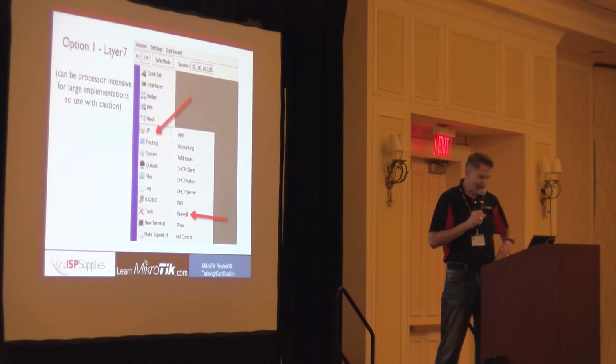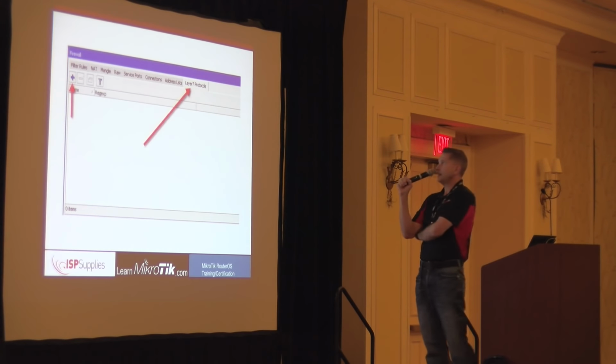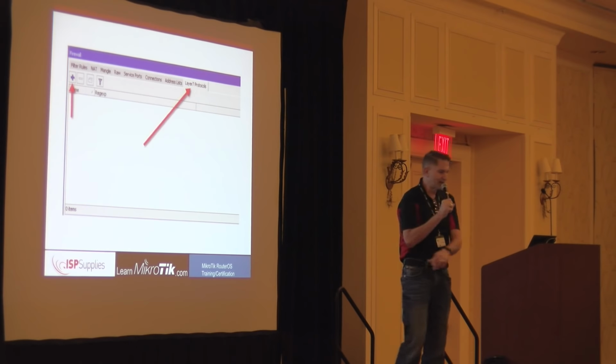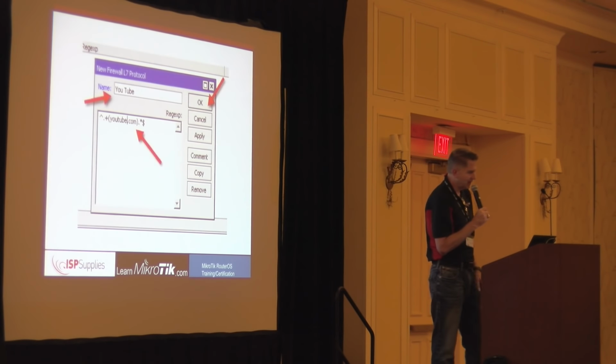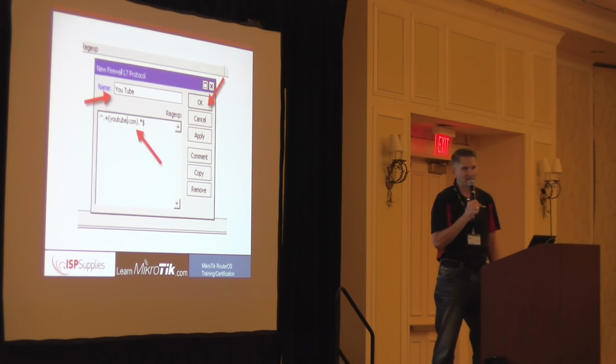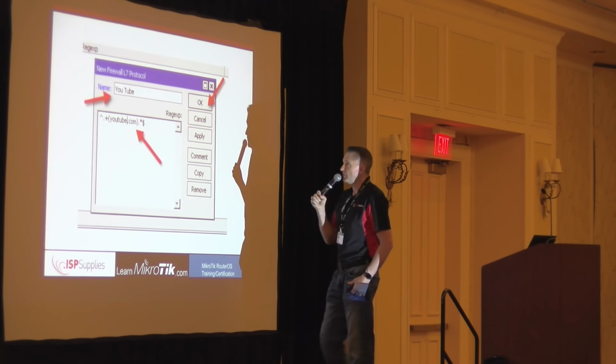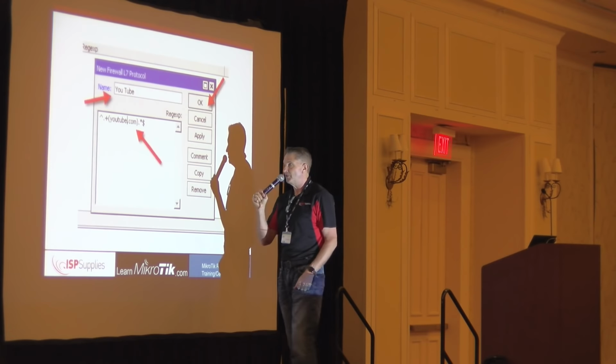To do this, you'll go to IP Firewall, and there's a tab called Layer 7 Protocols. There's nothing in there because you have to create them. So you'll click the plus sign, and you'll create a new Layer 7 matcher. And you can name it whatever you want. In this case, we're doing this. We're taking a shot at YouTube here.